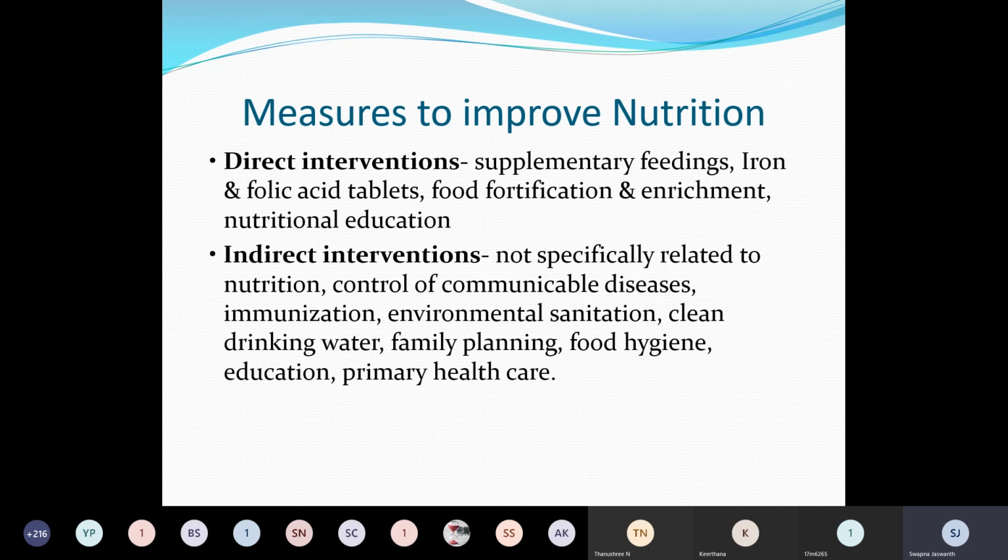In the national programs, in ICDS, it has been told that supplementary feeding is being given to both the pregnant mother as well as the recently delivered mother, and even for a child up to 6 years of age, and food fortification with vitamin A, iodine, all these things. Indirect, as I've already mentioned, these indirect interventions are very important in the long run to improve and reduce the malnutrition status in both the mother and the child.